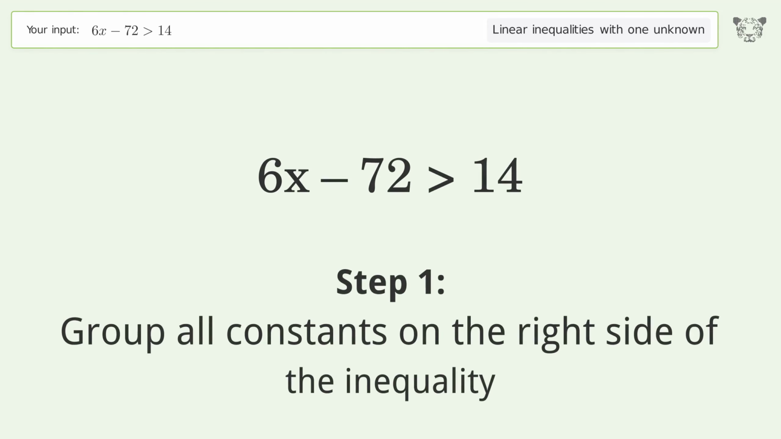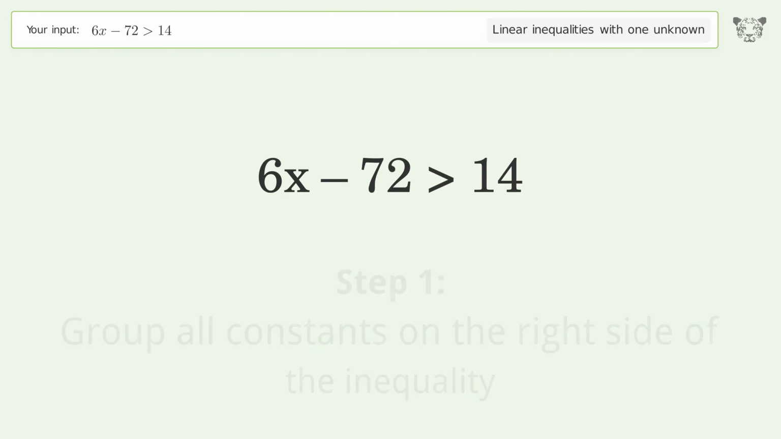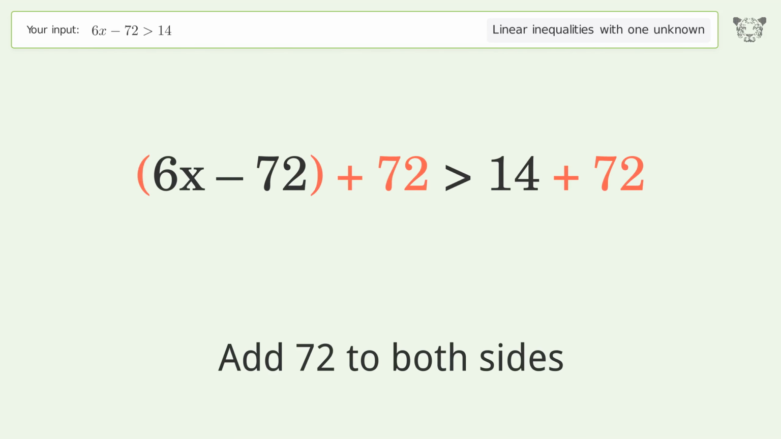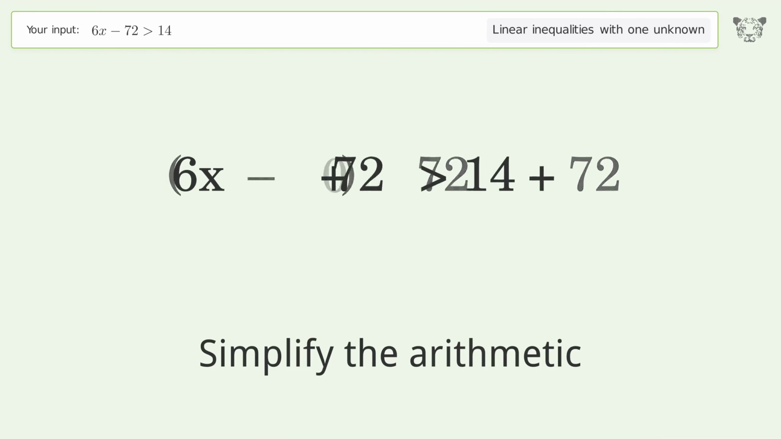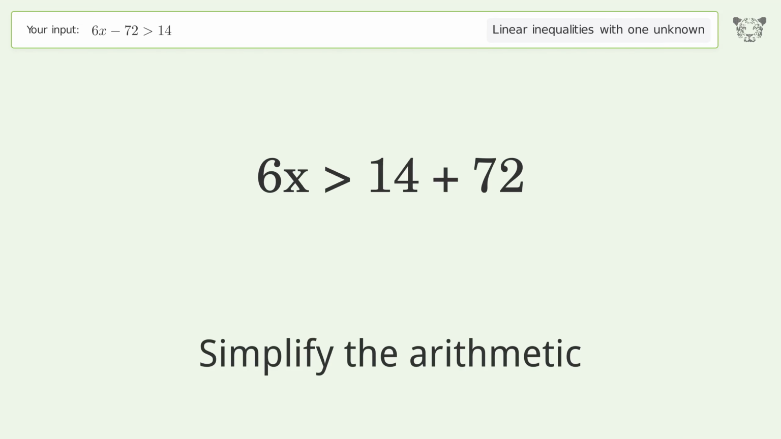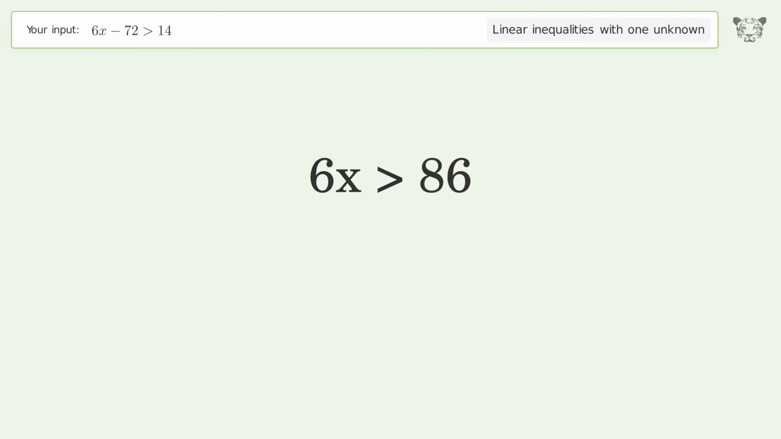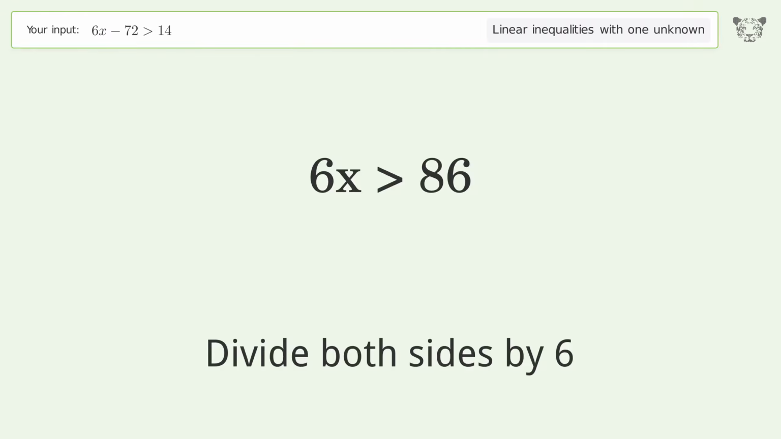Group all constants on the right side of the inequality. Add 72 to both sides. Simplify the arithmetic. Isolate the x. Divide both sides by 6.